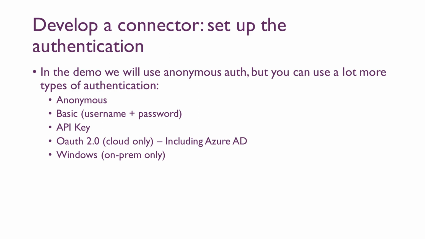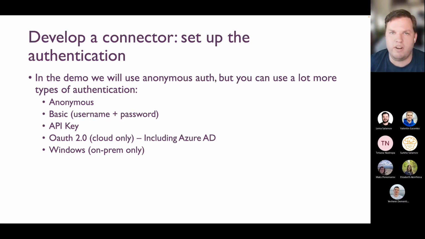Okay, for setting up the authentication. In the demo that we will do later on, we will use the anonymous auth, but you can also use a lot more authentication. So you can use basic authentication where you would use username and password. You can use the API key, which is also available at a lot of APIs. You can use OAuth 2.0. And that's really interesting, especially if you are going to use the more well-known APIs, because a lot of them use OAuth 2.0, including the Graph API, Azure AD, those kinds of APIs use OAuth all the time. And there's also Windows authentication, and you can use that if you use the on-prem data gateway. So that's possible as well.